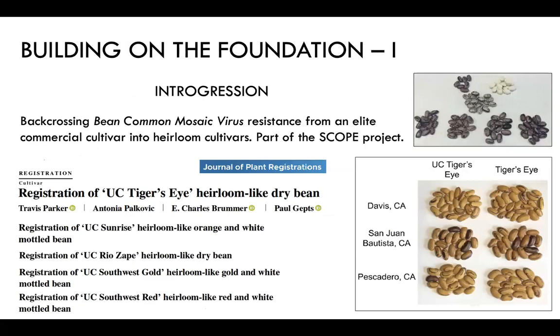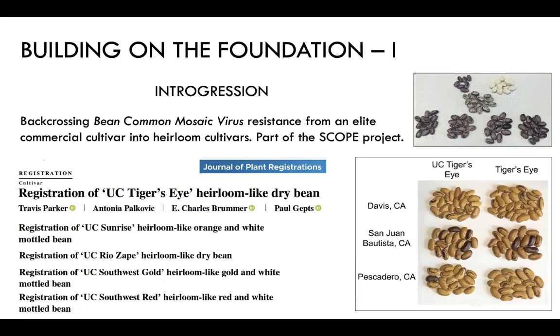Now, beyond that kind of foundational type of research, the breeder's equation type research and breeding, we can also think of other breeding objectives that really don't have anything to do with the breeder's equation. They really are just sort of building on that foundation, like introgressing a resistance gene. And here's an example that Travis Parker, who was a student with Paul Gepps, did as part of this SCOPE project that I'll mention later that I directed at UC Davis, where he backcrossed bean common mosaic virus resistance from an elite commercial cultivar, that's this white cultivar here, into a variety of different heirlooms with cool coat colors.